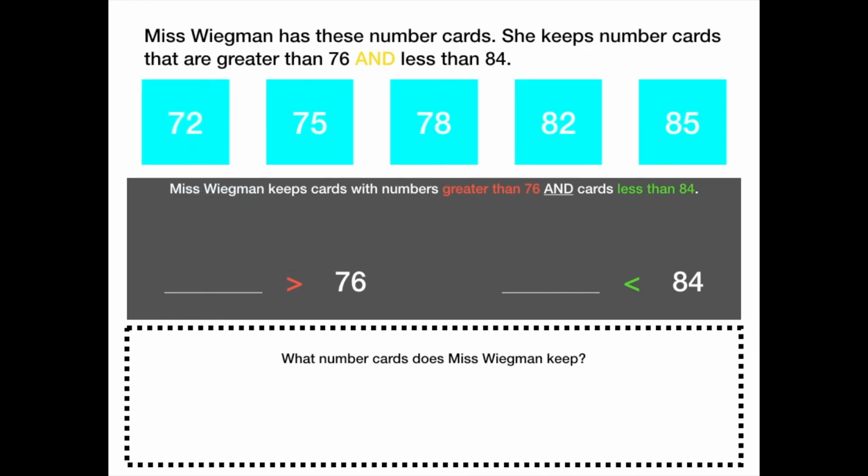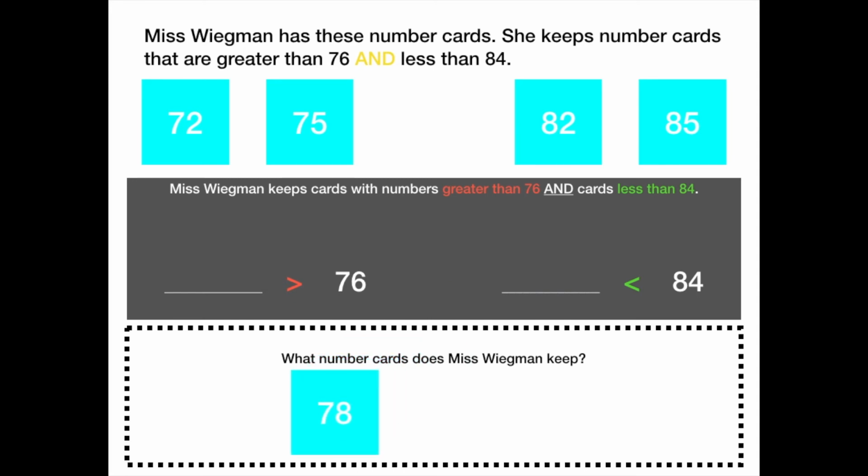The next number card is 75. Is 75 greater than 76? No, so that is not one of my cards either. The next number card is 78. Let's try it. Is 78 greater than 76? Yes, it is. And is it less than 84? Yes, it is greater than 76 and less than 84. They both are true. So that is one of the cards that I keep.